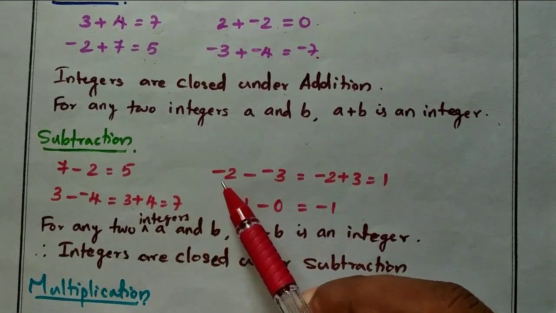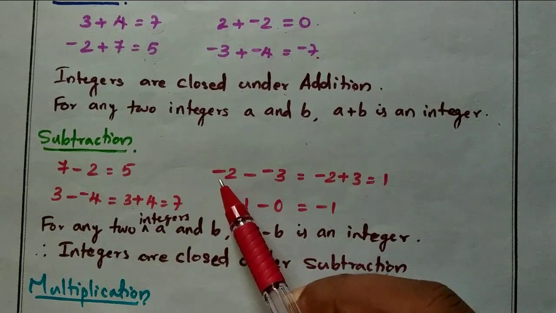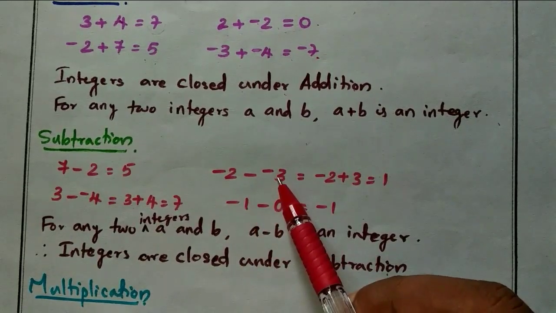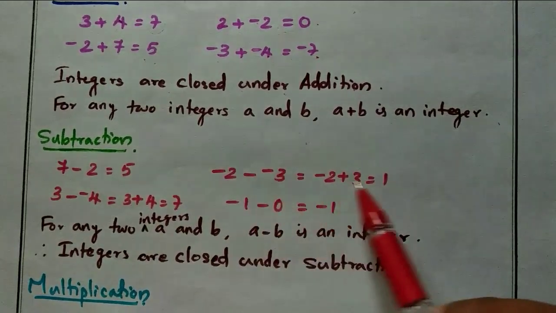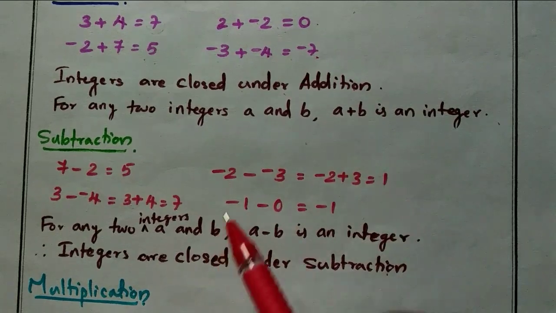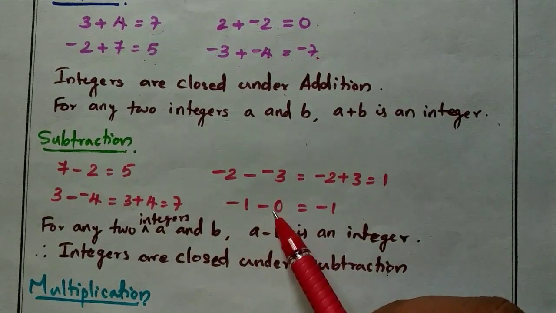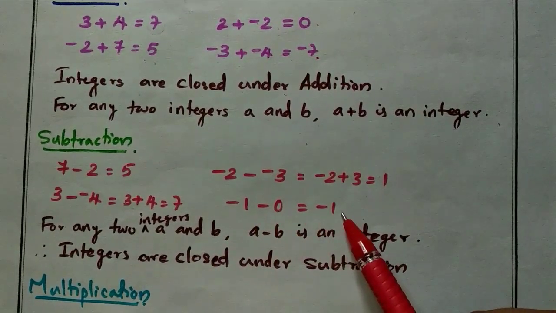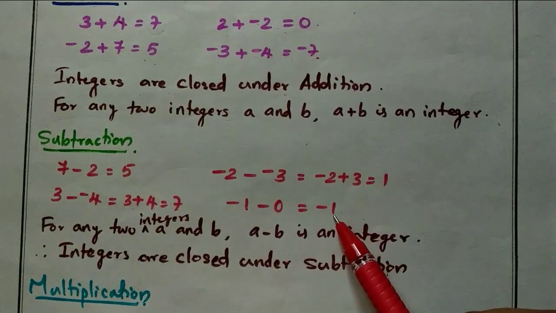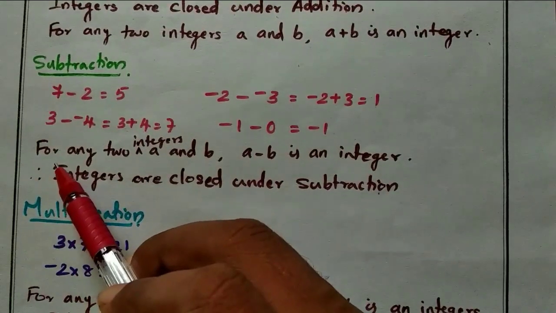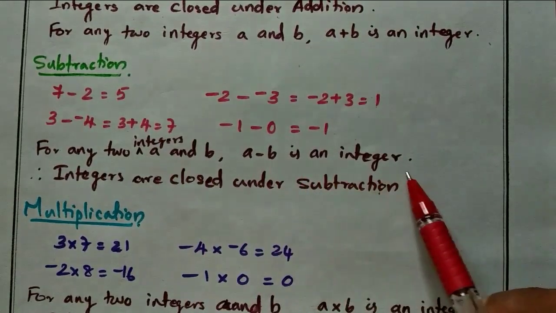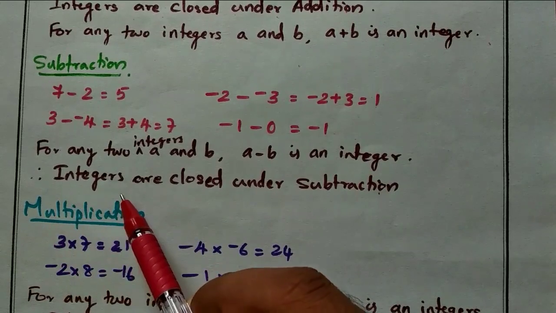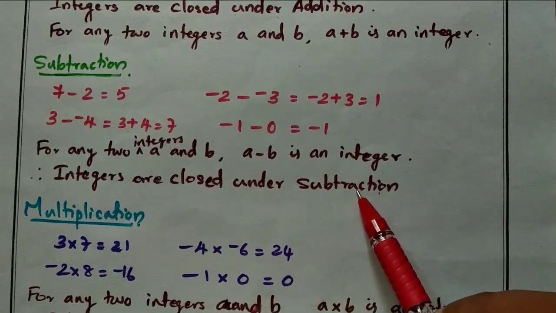Again another example, minus 2 minus minus 3. Subtract. So minus 2, minus into minus becomes plus. Minus 2 plus 3 is equal to plus 1. Correct? Minus 1 minus 0 is equal to what? Minus 1. Again an integer. So we can say that for any two integers a and b, a minus b is an integer. Therefore, integers are closed under subtraction.